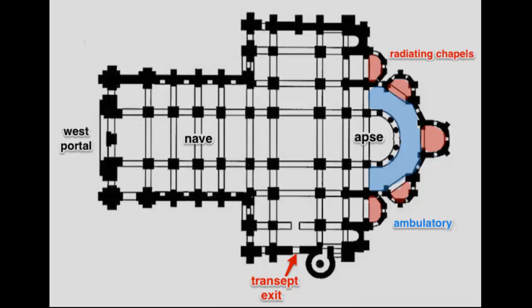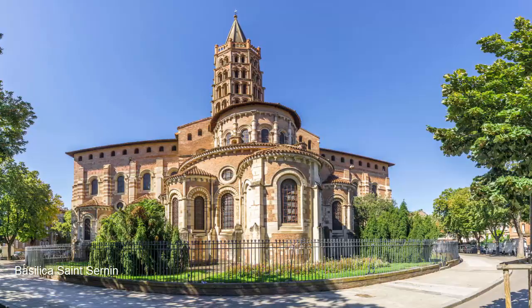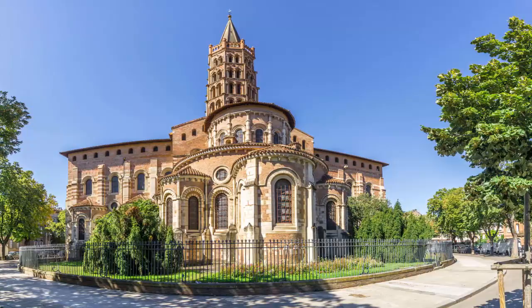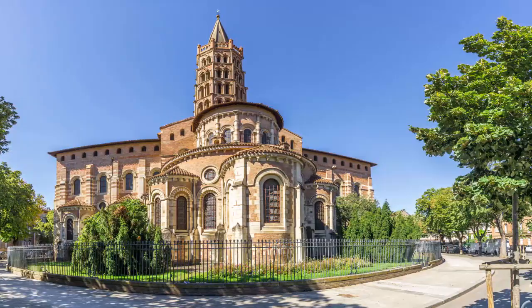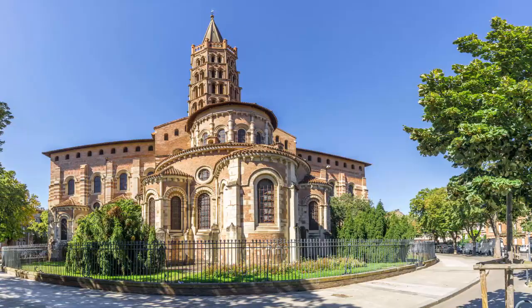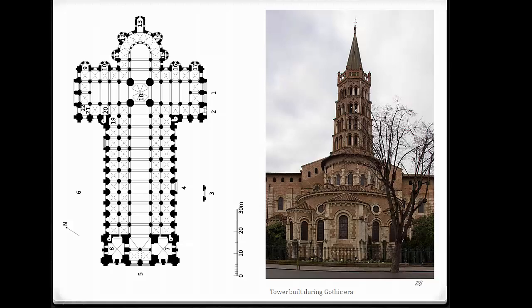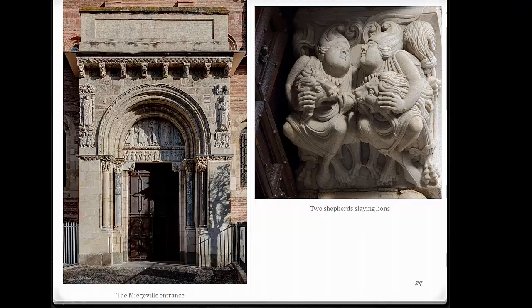It is an important stop en route to Santiago de Compostela. It is a pilgrimage church type. The exterior is still intact. The two towers on the western facade were never completed. Its crossing tower was later built during the Gothic era. This image clearly depicts the later addition of the tower during the Gothic era. On the left, you can see the tympanum with a medieval entrance, and on the right is a close-up of some of the stone relief sculptures.